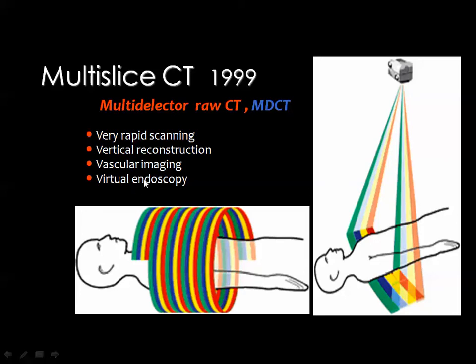Then virtual endoscopy is also one of the advantages of this machine, so that you can go inside any of the tubes inside the human body using the virtual endoscope, like the esophagus, the trachea, the stomach, the colon, the ureter, the artery, the vein, any tube you can go inside. Of course, during this course, I will explain these findings in full detail.